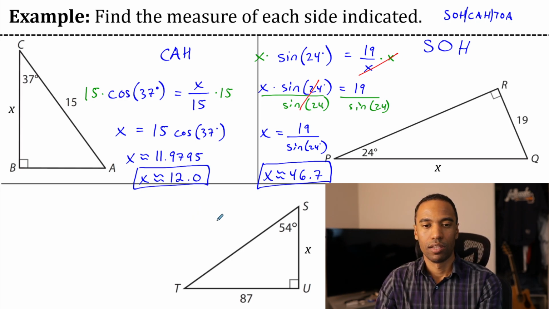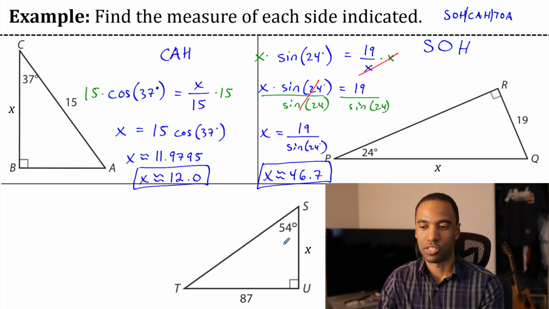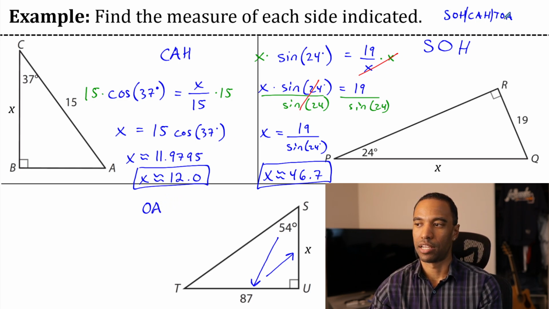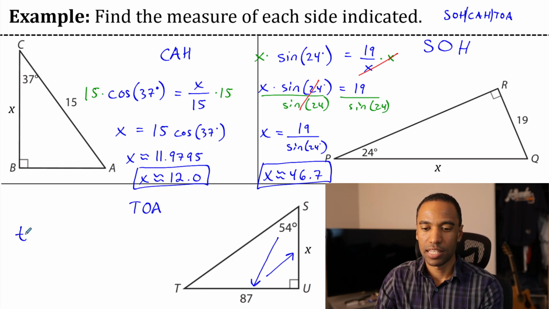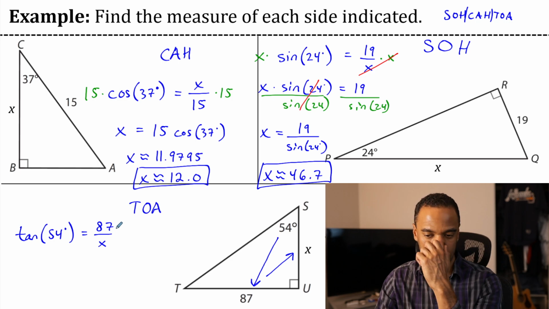All right. Last example for these side lengths here. Let's try and find out what x is given this angle measure. And we have this side, which is leg, which is opposite. And we also have the leg adjacent. Opposite and adjacent. What uses opposite and adjacent? SOHCAHTOA. Tangent uses opposite and adjacent. So I'm going to take the tangent of my angle measure, tangent of 54 degrees here. And I'm going to do opposite, which is 87, over adjacent, which is my unknown x.